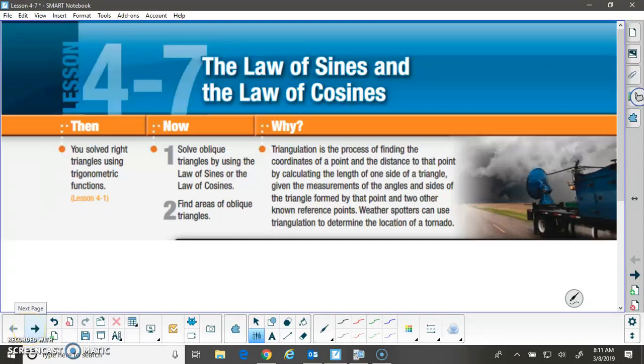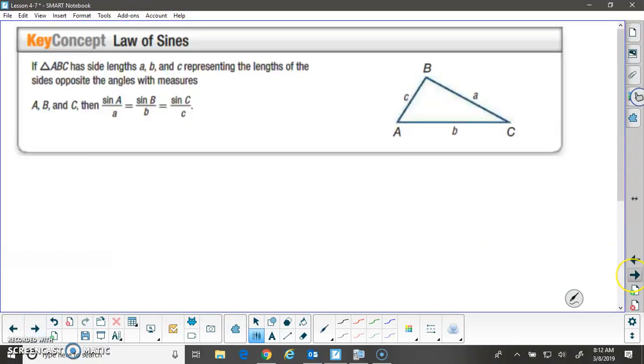Lesson 7 of Chapter 4 is on the law of sines and the law of cosines. Day 1, we're going to focus on the law of sines. The law of sines will allow us to find missing angles or missing side lengths of a triangle that is not a right triangle. Here is the law of sines.